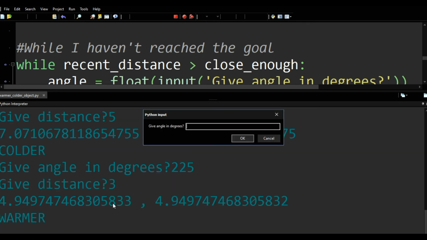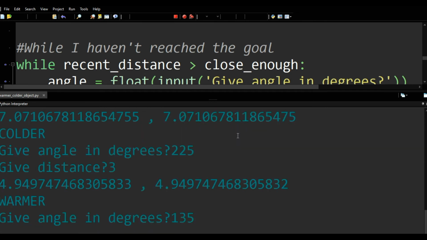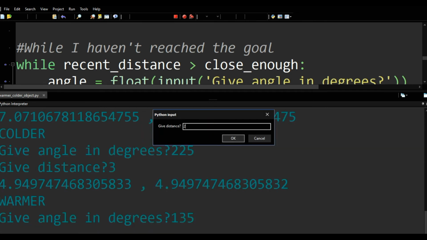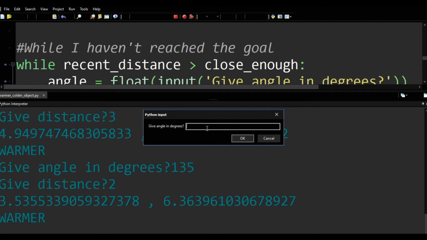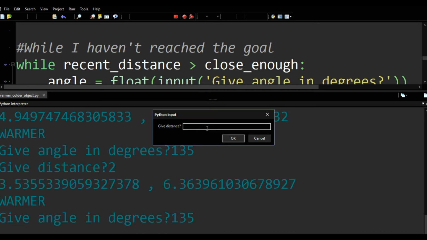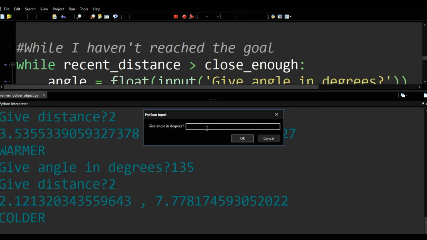Now I'm really not sure exactly which way to go. I'm going to try to move at an angle of 135. So this is basically up and to the left. And I'm going to move just a short distance. I'm just going to move 2. Okay, that got me closer. Great. Well, I'm going to keep heading in that direction, 135 degrees, so up and to the left. And I'll move a distance of 2 again. Okay, I went too far. So I want to move now down and to the right, back where I came from.